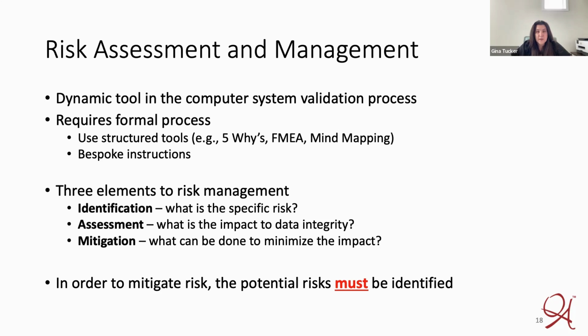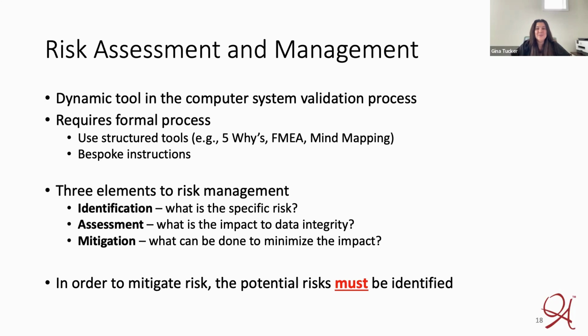Risk assessment and management requires formalization, and by that I mean how you approach risk needs to be written down in an SOP. There are a number of formalized tools that you can use in the process of risk assessment, such as the 5 whys, or an FMEA analysis, or mind mapping or brainstorming, or you can create your own bespoke process for your organization. In the example of our case study, the organization created its own process using a combination of right-sized tools. In a nutshell, there are 3 elements to risk management.